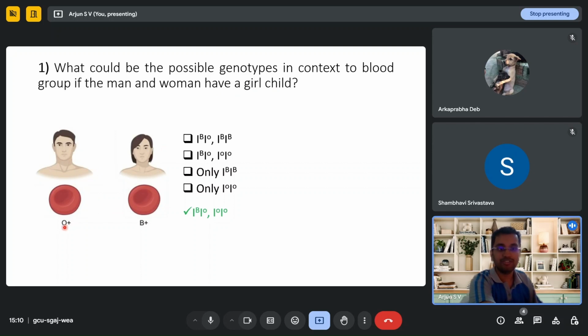We know that if it's an O positive person, you will have the genotype IOIO, nothing else. I'll just write it here. But in the case of a female, if it's a B positive woman, forget about the positive and negative here, because we don't need to consider that in this problem. The female can have either IBIO or IBIB.